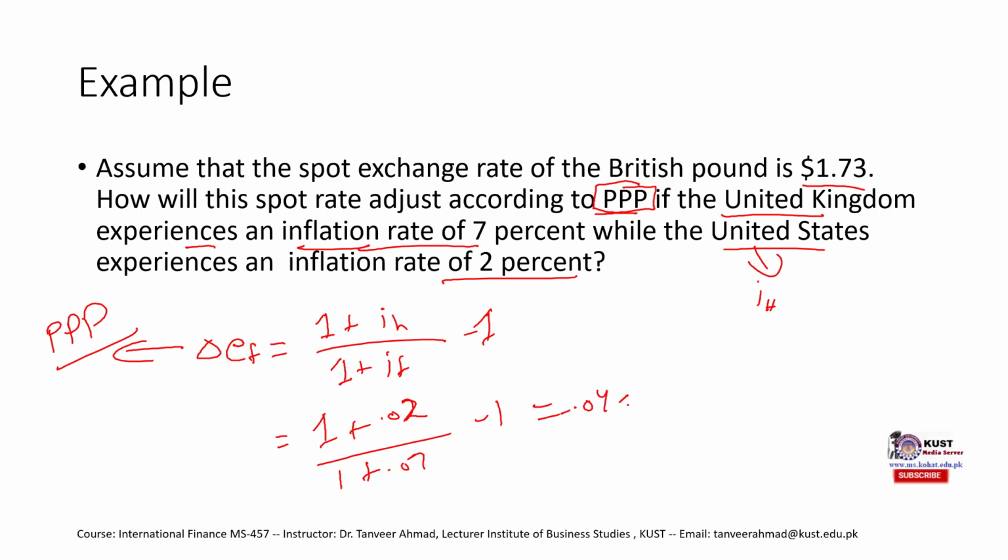0.04 or minus 4%. So it's almost 4%, or we can say minus 4.6%, right? Okay, which currency would depreciate? The foreign currency would depreciate. In this example, which one is the foreign currency? It's the United Kingdom's currency, the pound. So in this case, pound would depreciate.